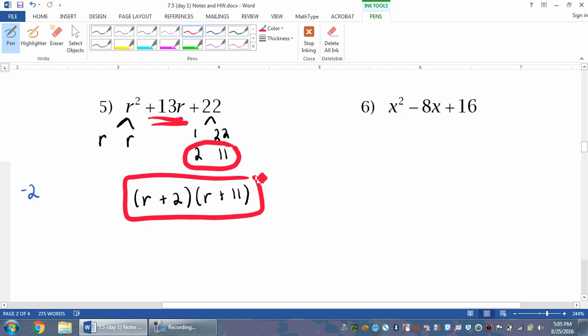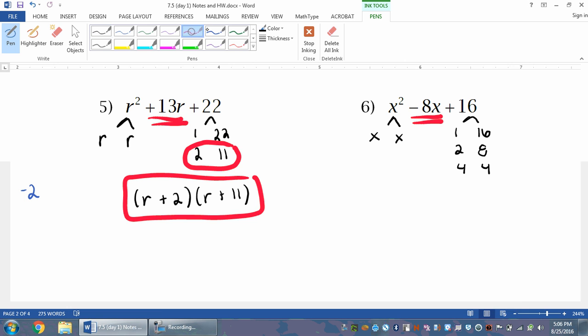All right, number 6. Again, always check to see if you have a GCF. Number 6, I do not. All right, x squared, I factor that into x and x. For 16, everything that multiplies to 16: 1 and 16, 2 and 8, 4 and 4. I have to pick the combination that adds to negative 8.